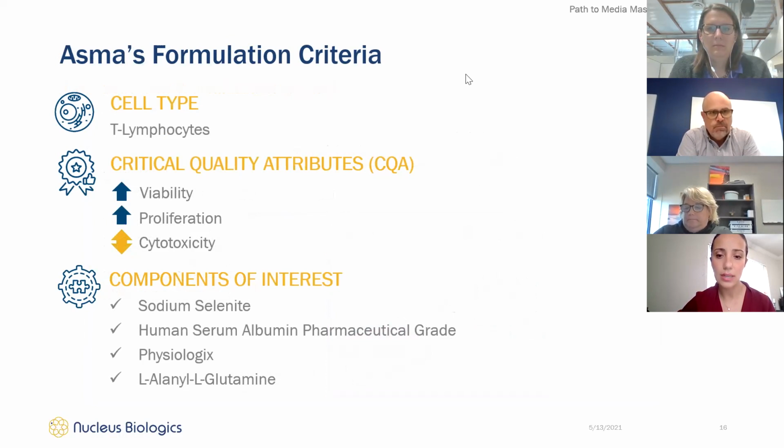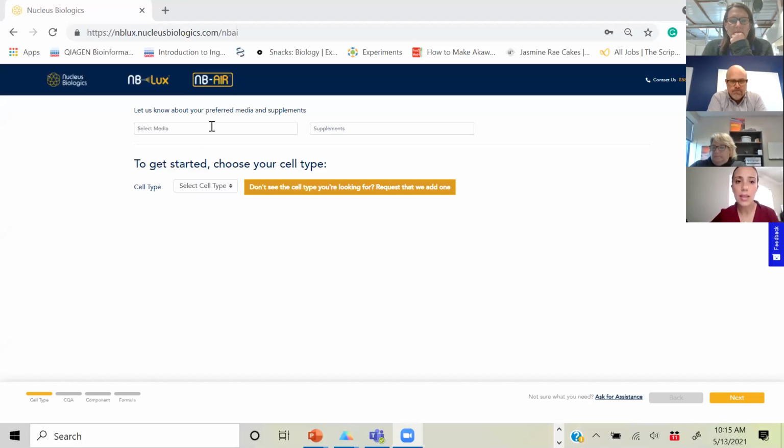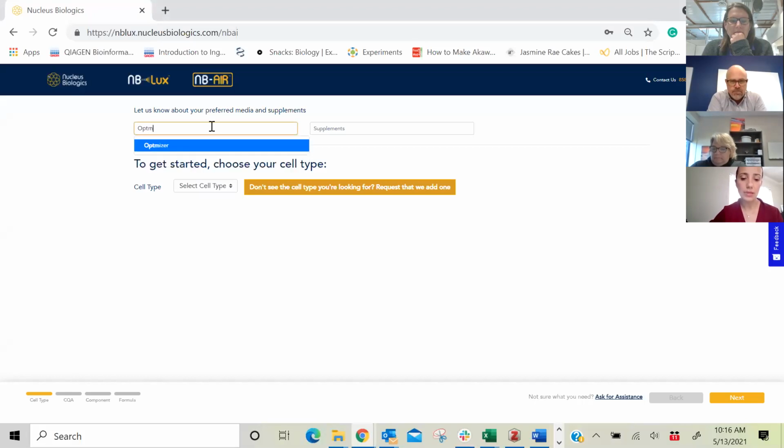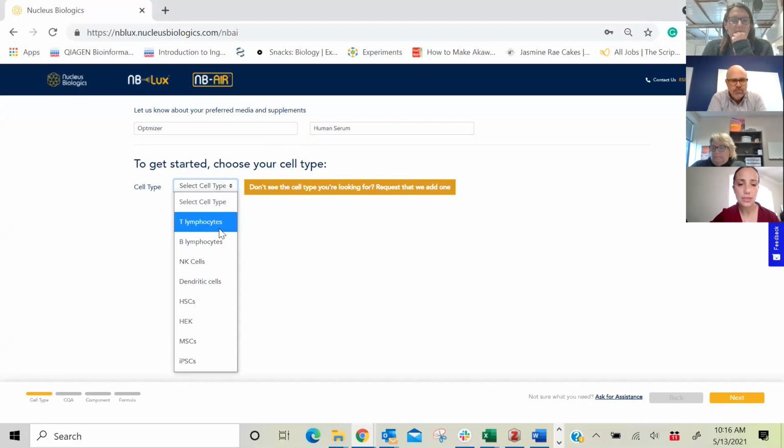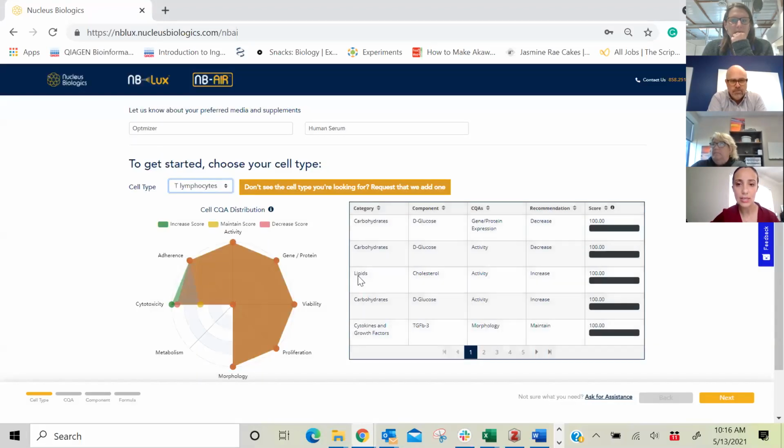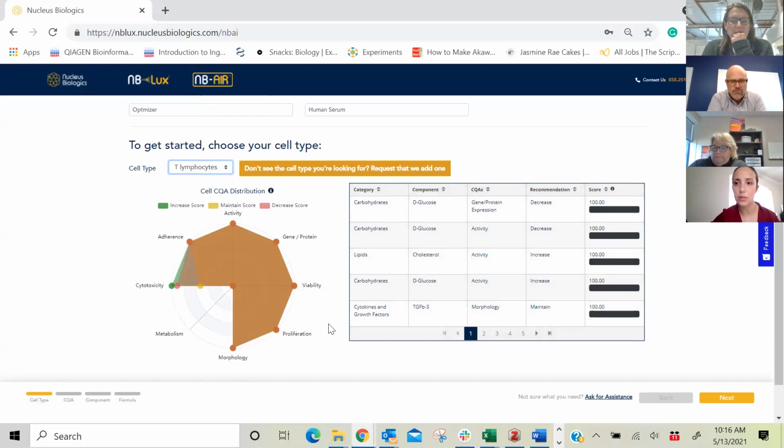So Rachel, if you can allow me to share my screen, please. Thank you. All right, so here I'm on the MBAir platform, and just a quick reminder, I selected optimizer last time, and for the supplement, I selected human serum. And for the cell type, it's T cells. When I hit T cells here, it shows all the data available on T cells that we have.